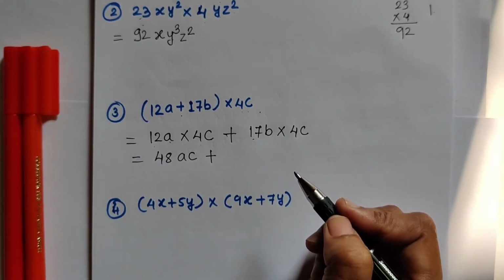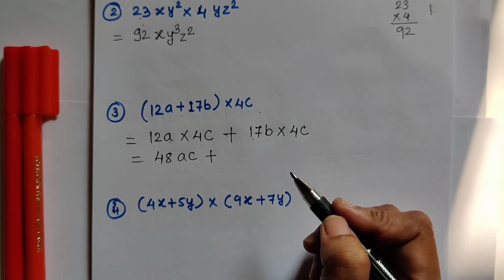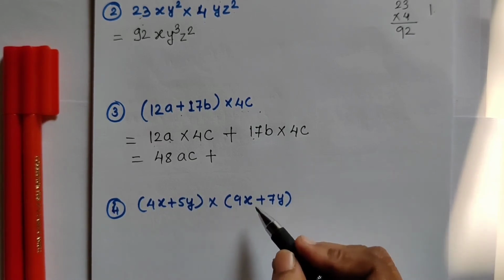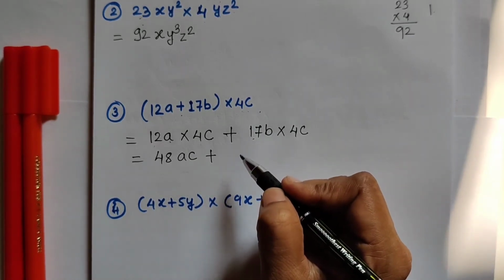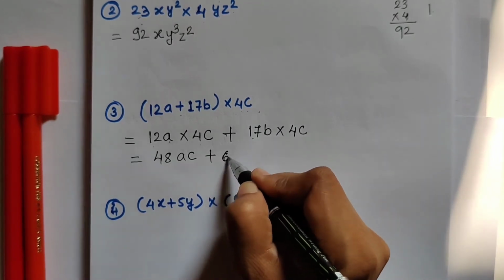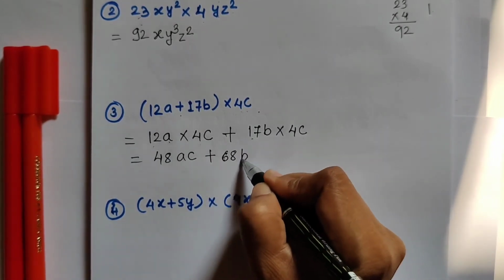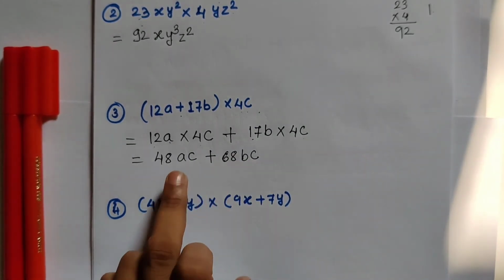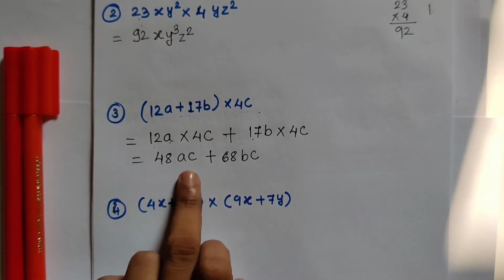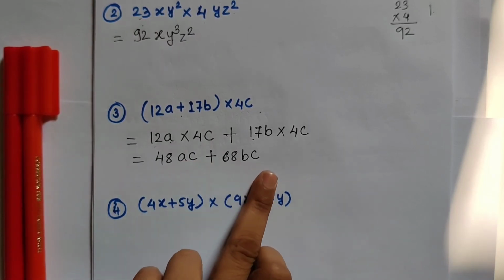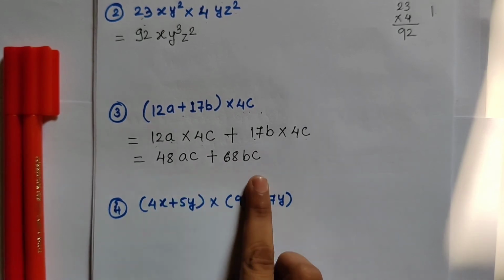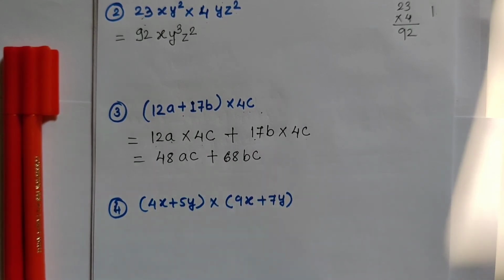Yes children, you all should remember the tables. I told you all, you have to do the tables properly. So 17 fours is 68 and B into C is BC. So now this is the AC term and this is the BC term. That means the variables are not the same, so we cannot add them. These are not like terms, these are unlike terms. So unlike terms cannot be added. So this will be the answer only.